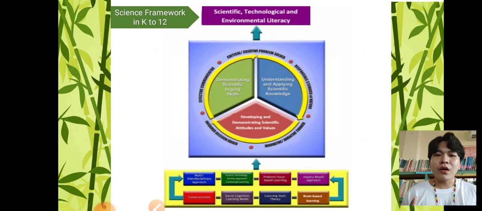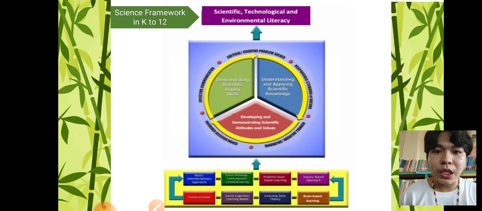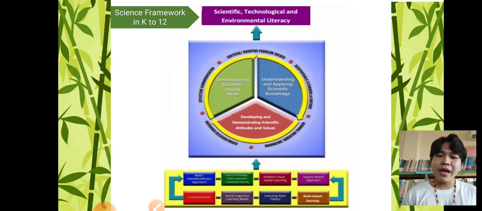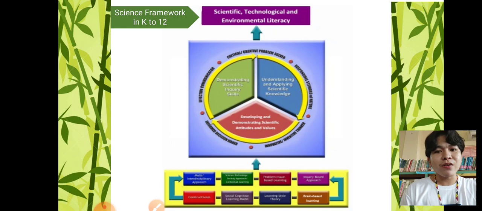I know most of you belong to the K to 12 curriculum. And when we talk about the K to 12 curriculum, it is in accord with Republic Act 10533, also known as the Enhanced Basic Education Act of 2013. In regard to this, we have this science framework in K to 12.